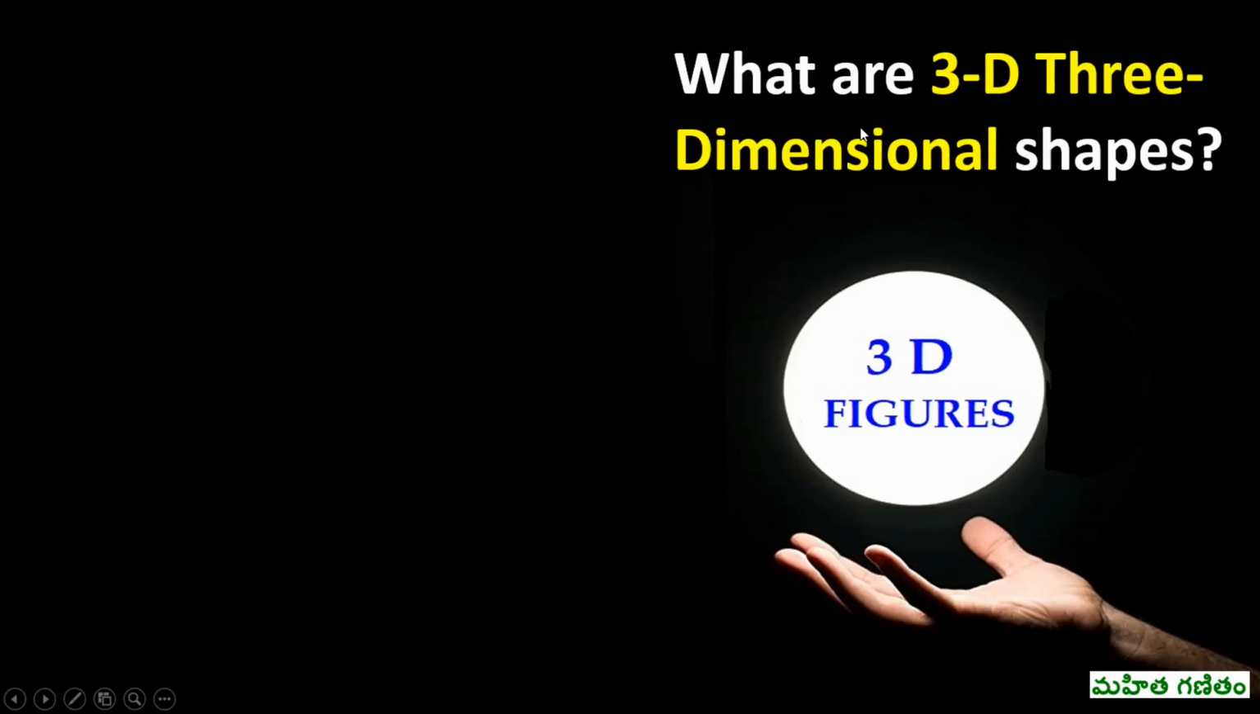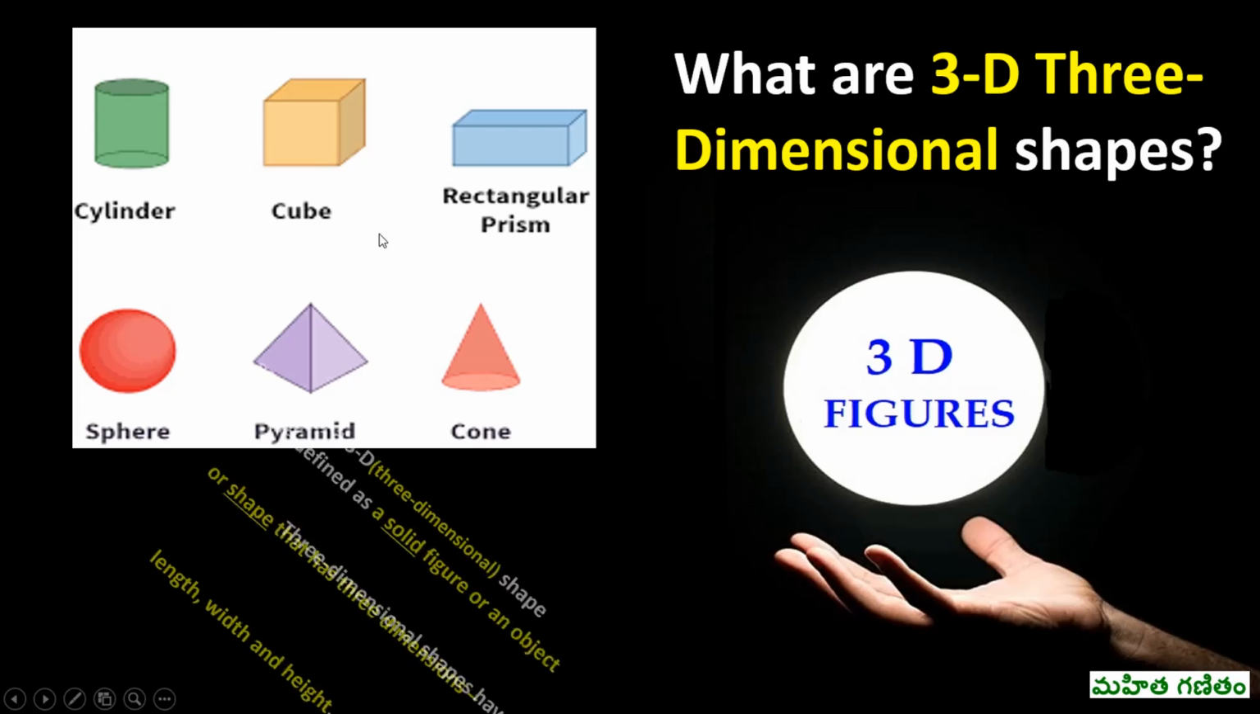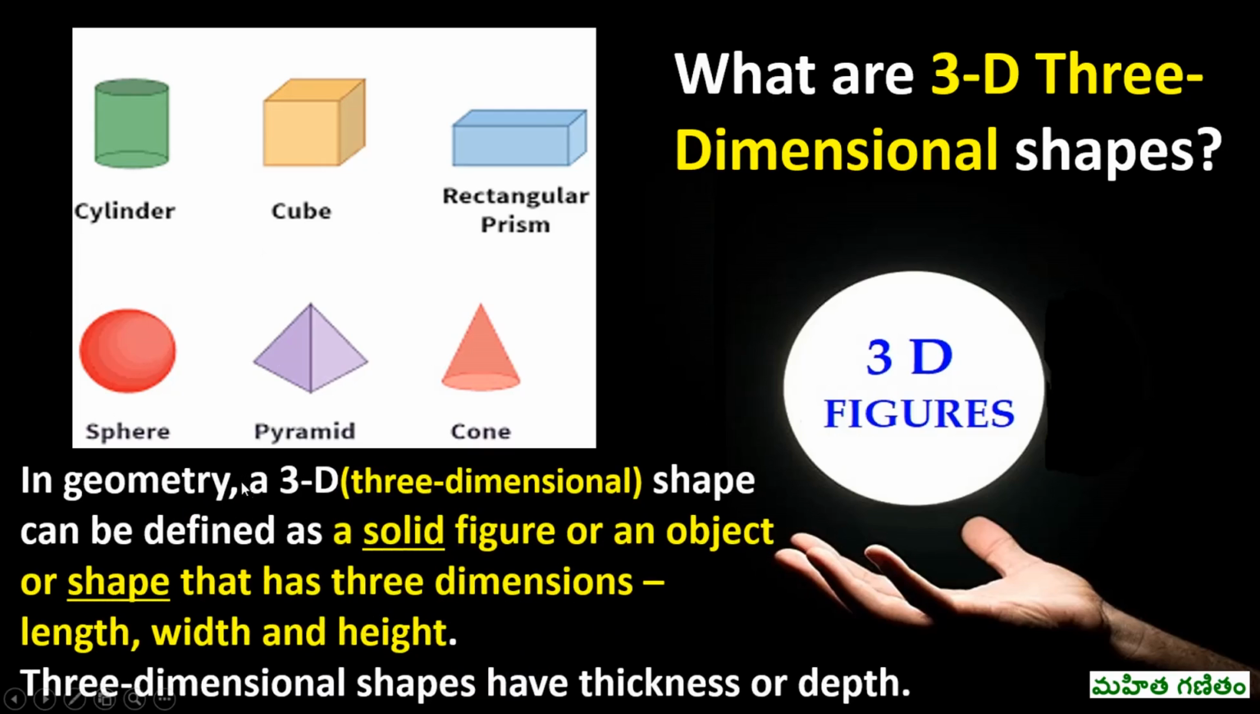What are the three-dimensional shapes? Cylinder, cube, rectangular prism, sphere, pyramid, cone. In geometry, a 3D three-dimensional shape can be defined as a solid figure or an object or shape that has three dimensions, length, width and height. Three-dimensional shapes have thickness or depth.